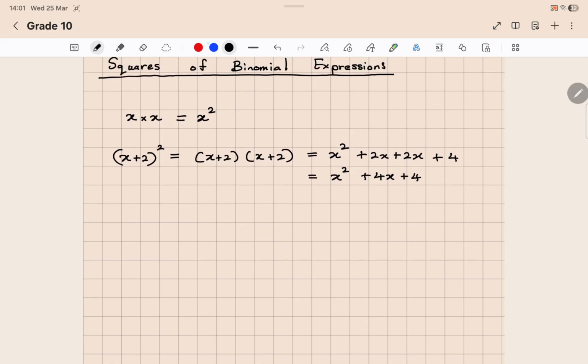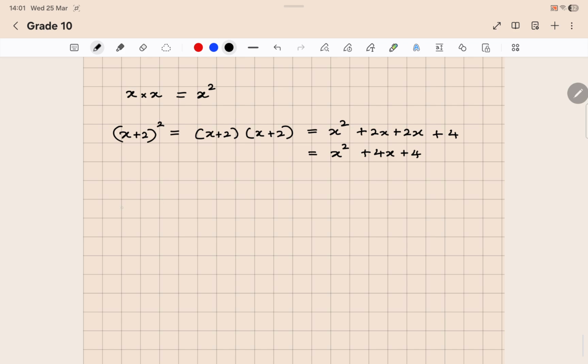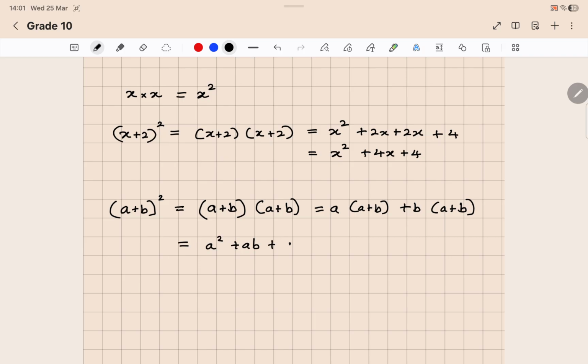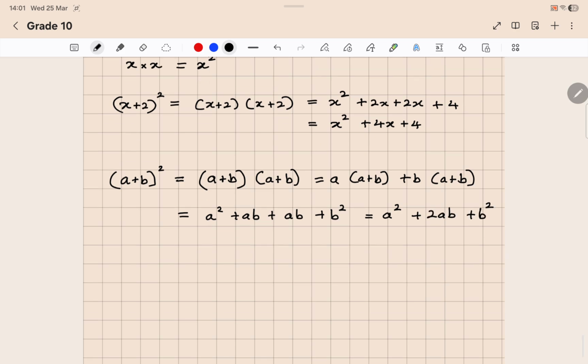But for squares of binomial expressions, there are two formulas you can easily remember to do these types of expansions. So the first one is a plus b squared. Let's get an expression for this. So a plus b into a plus b, right? Look what happens. You get a into a plus b, then b into a plus b. Then you get what? A squared plus ab plus ba, which is the same as ab, plus b squared. So what do you get? A squared plus 2ab plus b squared. So this is the first square expression you should memorize. A plus b squared expansion.